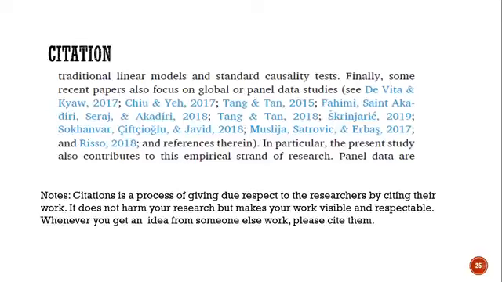See, citation is a process of giving due respect to researchers by citing their work. It does not hide your research, but makes your work visible and respectable. So whenever you get an idea from someone else's work, please cite them.